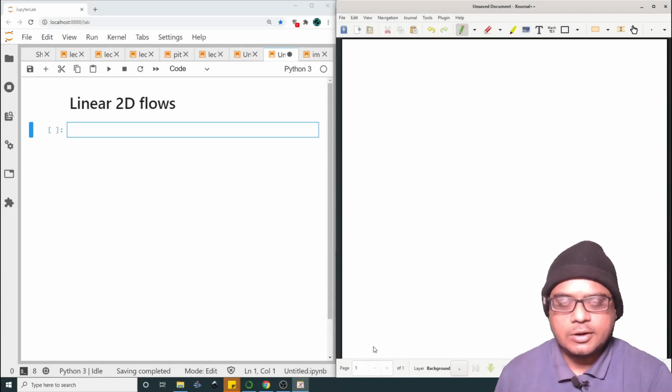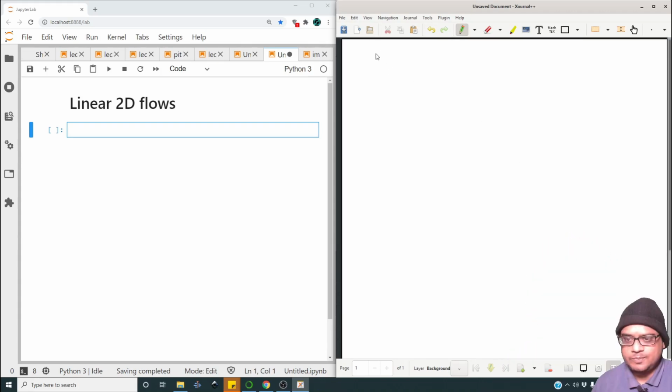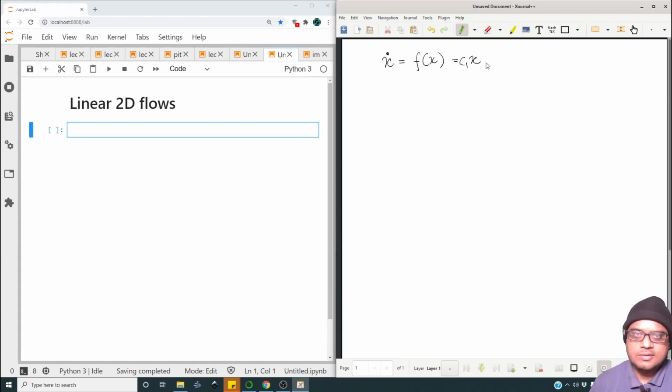In this lecture, we're going to start with two-dimensional flows. In particular, we'll start with linear two-dimensional flows. So what do we mean by linear flows? In one-dimensional flows, we had something of this form: x dot is some function of x. This is an autonomous equation, and when f(x) is linear, that is, f(x) is of the form c1x, then this equation is a linear equation.